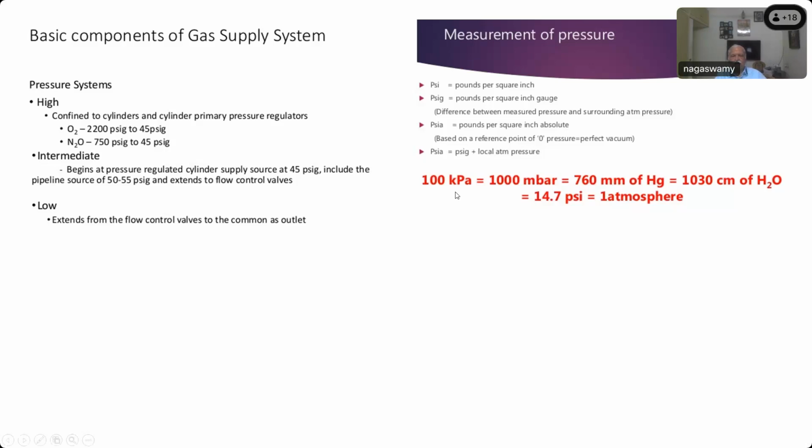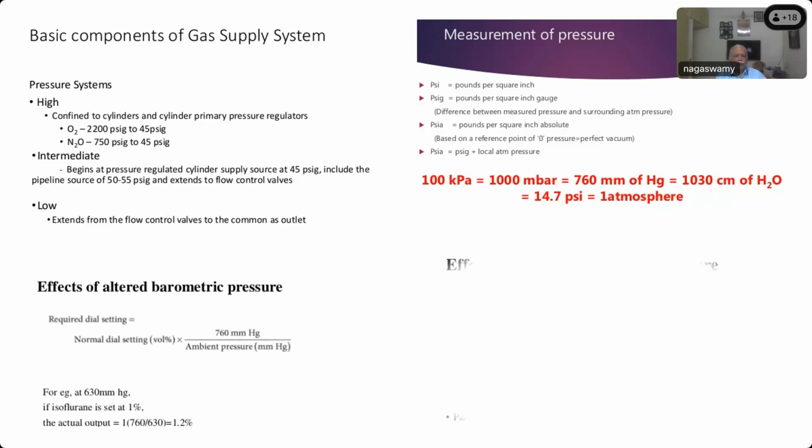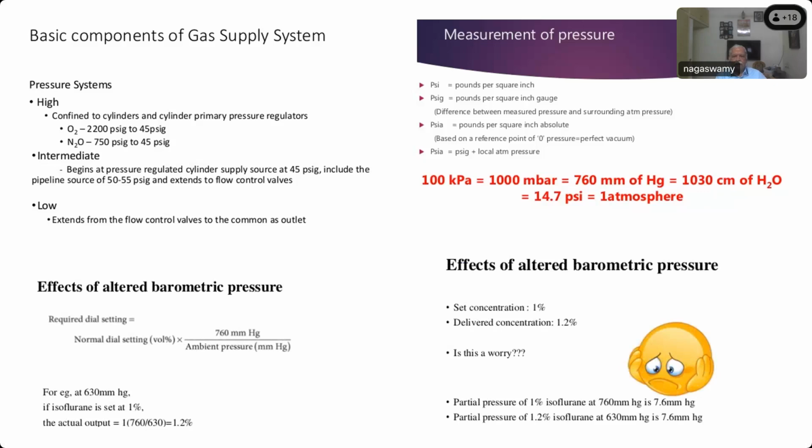So 100 kilopascals is equal to 1000 mbar, which is equal to 760 millimeters of mercury. That is the reason why 1 kilopascal will be 7.5 millimeters of mercury. Okay, this is the reason why you get that. And 10.3, so this will be equal to 1030. So if you convert all that, you will get 10.3 centimeters of water will be equal to 7.5 millimeters of mercury will be equal to 1 kilopascal. So that is a common conversion that you have to remember. So this is the effect of altered barometric pressure.